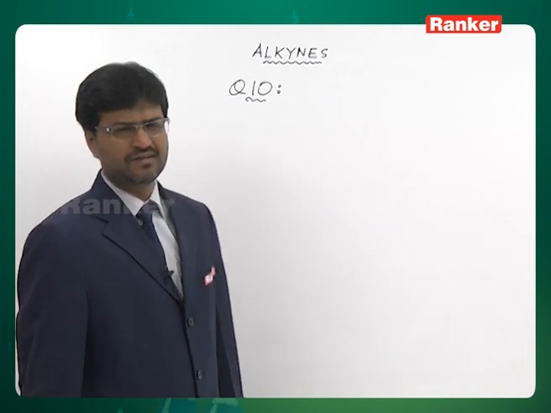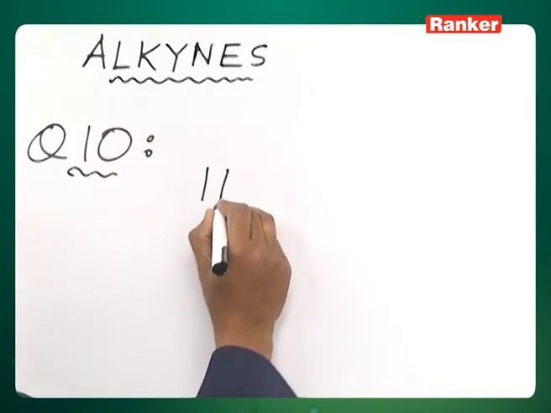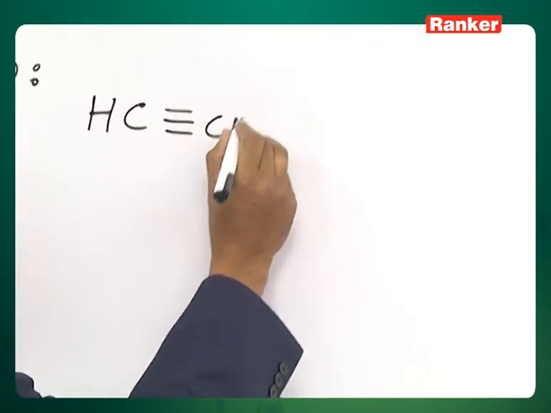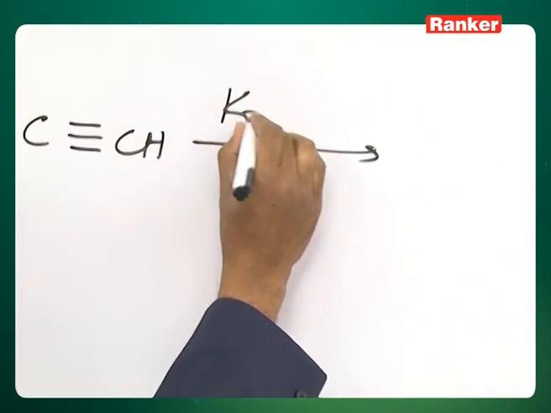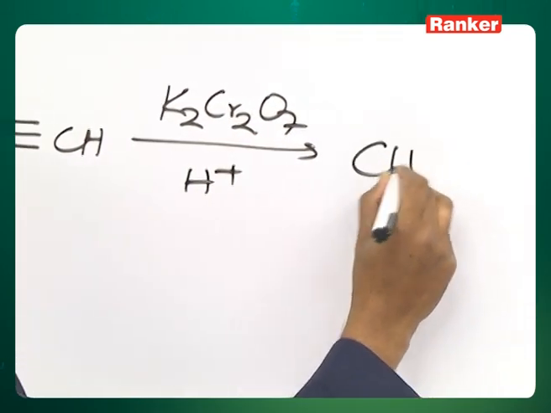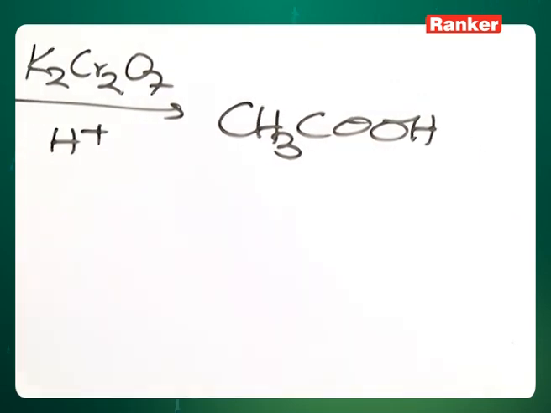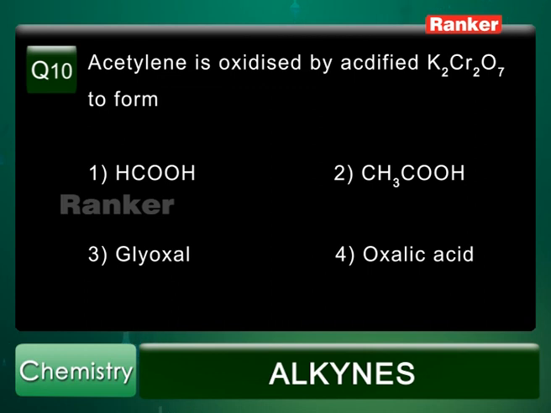Question number 10. Acetylene is oxidized by acidified dichromate to form: first option formic acid, second option acetic acid, third option glyoxal, and fourth option oxalic acid. In this reaction, acetylene with K2Cr2O7, potassium dichromate, will give acetic acid. It's an oxidation reaction. Acetylene is oxidized to acetic acid. So the correct answer is the second option, acetic acid.